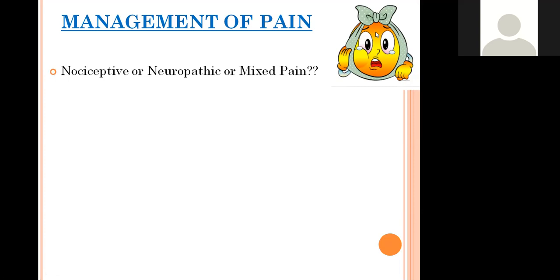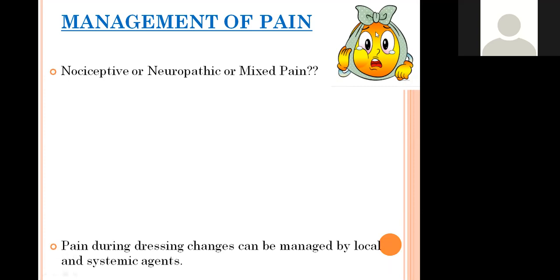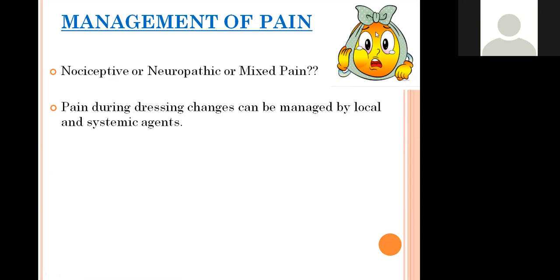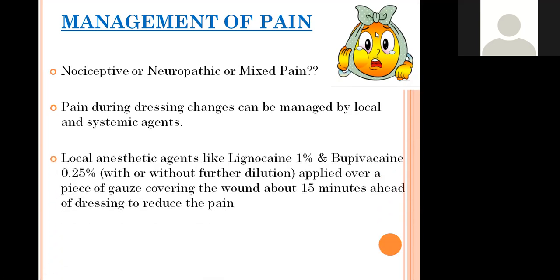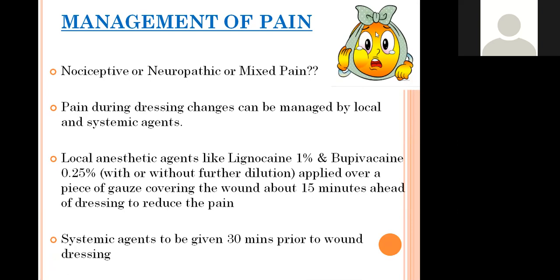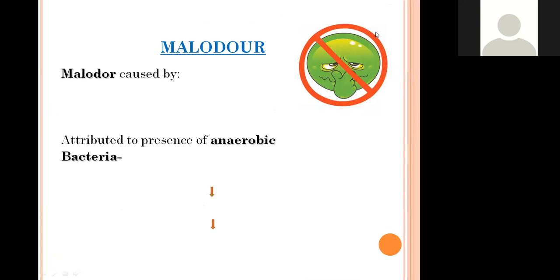We need to assess whether it is nociceptive, neuropathic, or mixed pain. Pain during dressing changes can be managed by local and systemic agents, and local anesthetic agents like lignocaine 1% and bupivacaine 0.25%. It can be applied over a piece of gauze and covering the wound for about 15 minutes prior to dressing to reduce the pain. And the systemic agents are to be given 30 minutes prior to wound dressing.